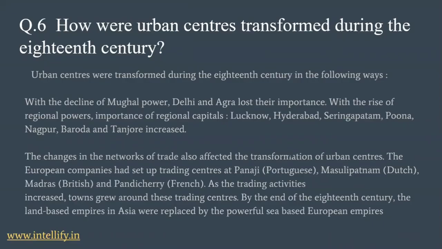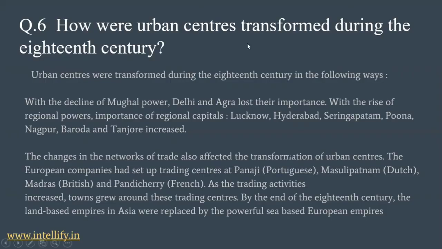Next, the changes in the network of trade also affected the transformation of urban centers. The European companies had set up trading centers at Panaji, Portuguese; Masulipatam, Dutch; Madras, British; and Pondicherry, French. As trading activities increased, towns grew around these trading centers. By the end of the 18th century, the land-based empires in Asia were replaced by sea-based European empires.